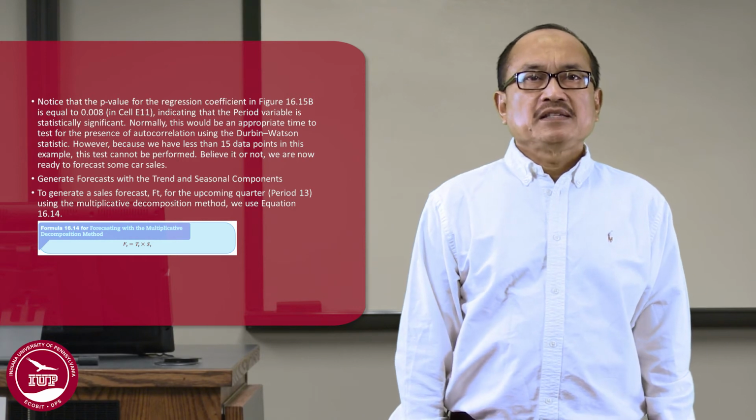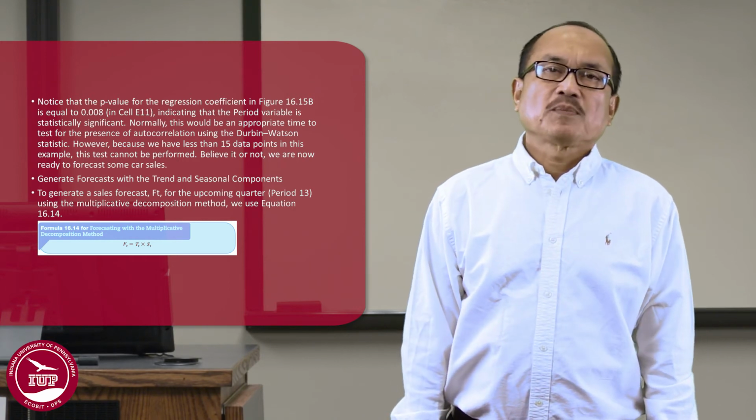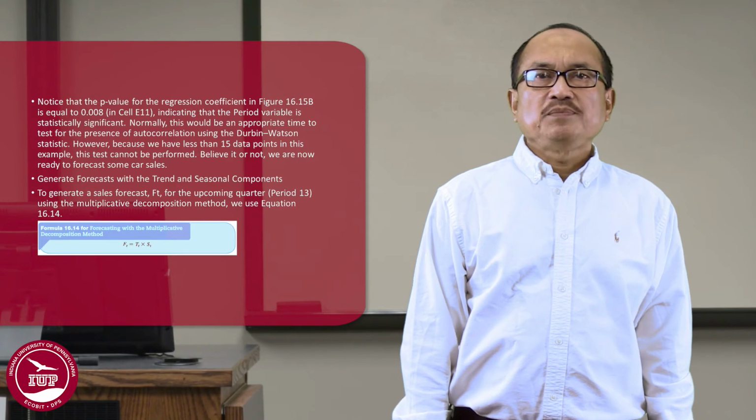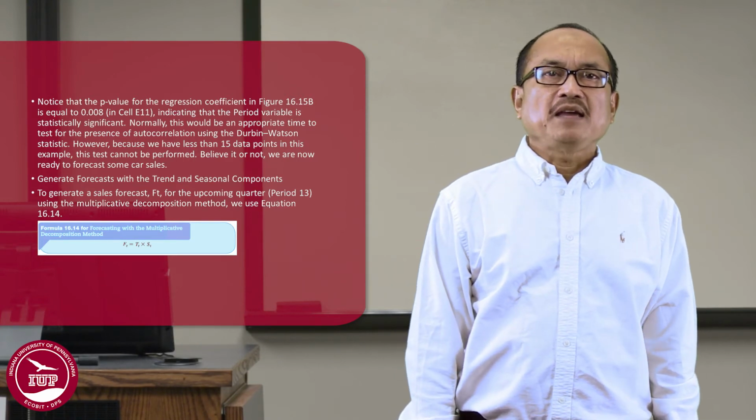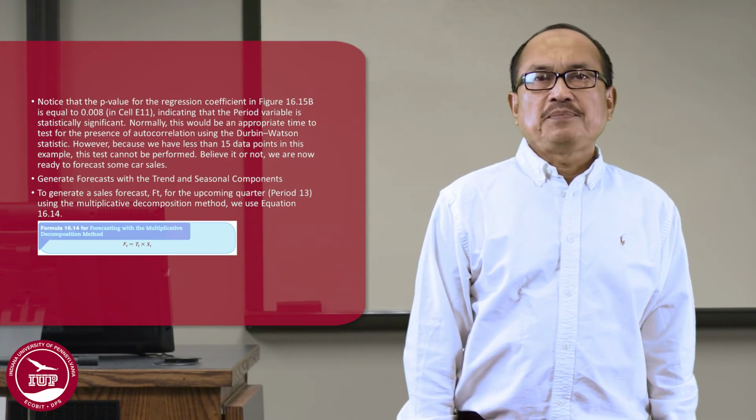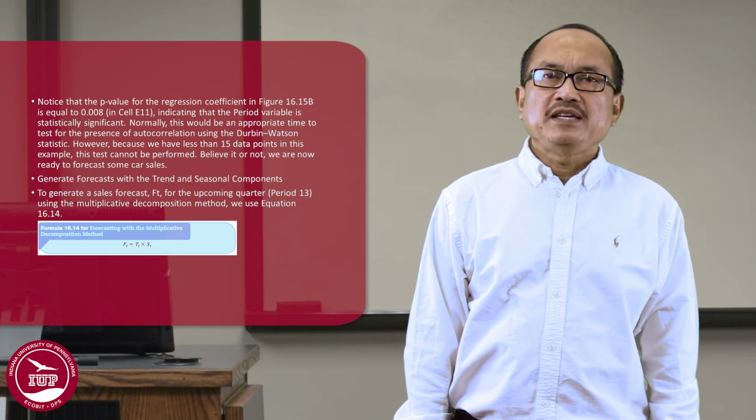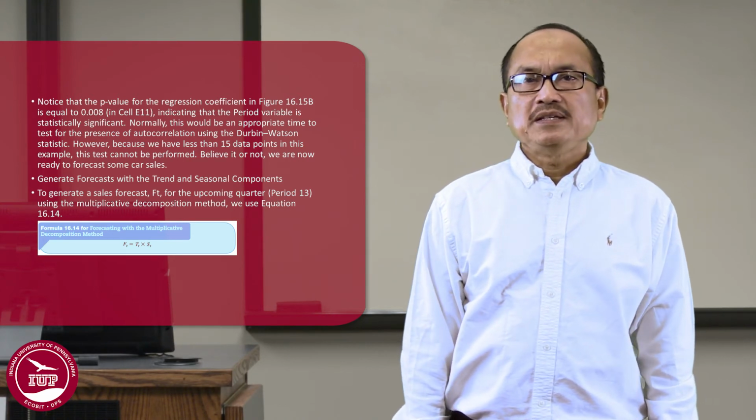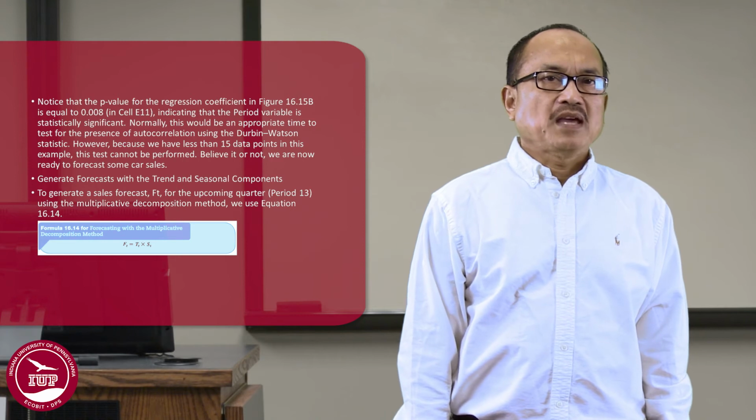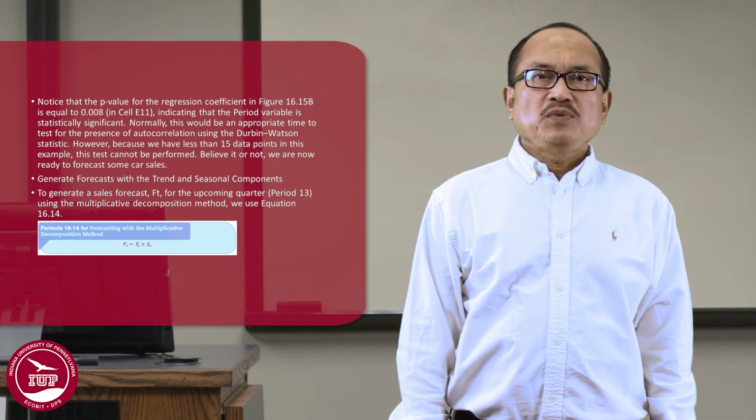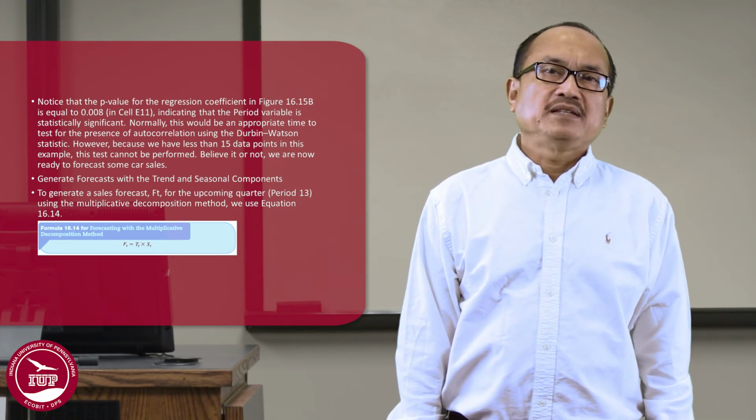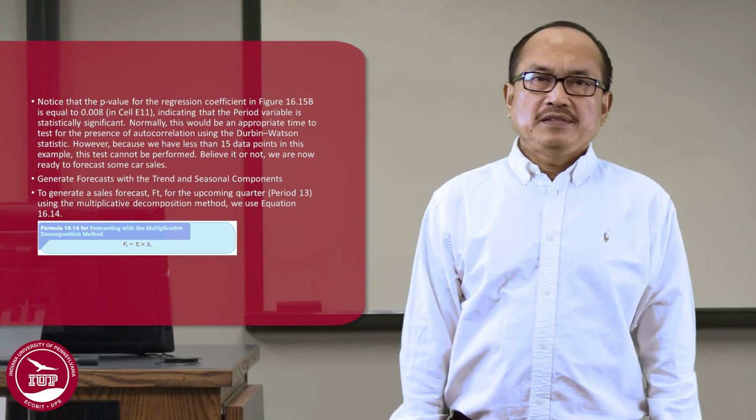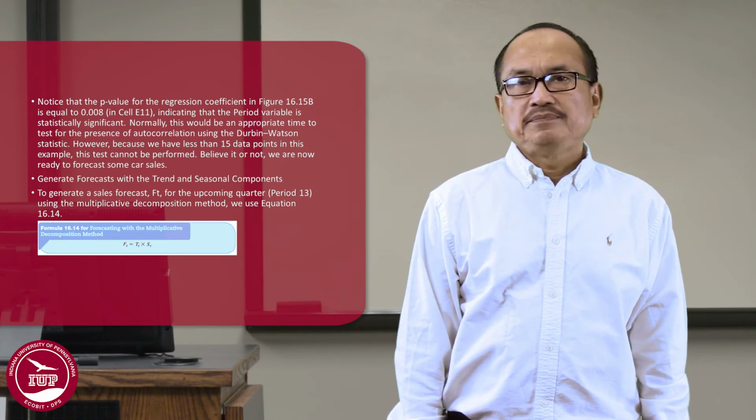variable is statistically significant. Normally, this would be an appropriate time to test for the presence of autocorrelation using the Durbin-Watson statistic. However, because we have less than 15 data points in this example, the test cannot be performed.